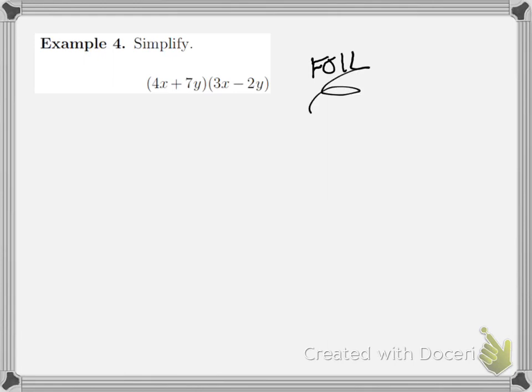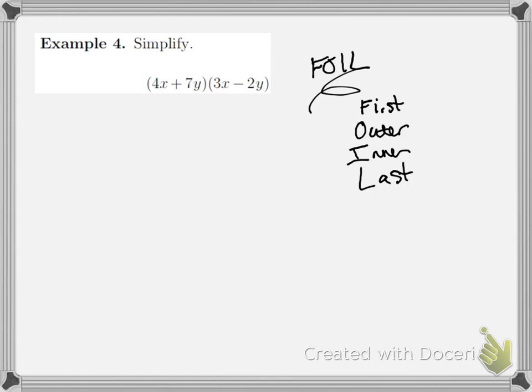FOIL. FOIL stands for first, outer, inner, last. Okay, so I'll write that out for you. First, outer, inner, last. That's what it stands for. Okay, you don't have to do it in that order. I, honest to God, almost never do. I never remember the order. I always want to do FIOL or something like that. All right, so let me tell you what I'm talking about so you're not totally lost and confused.